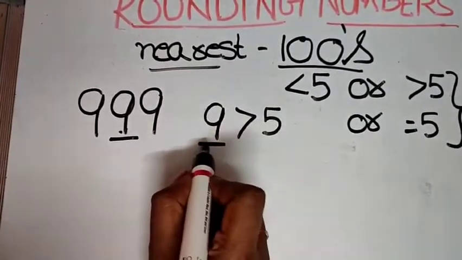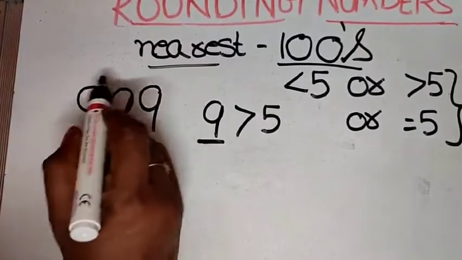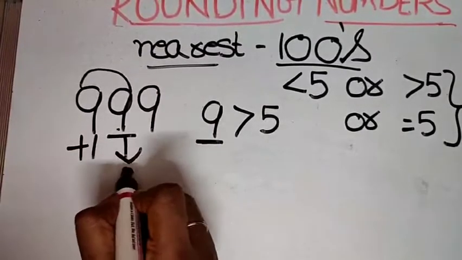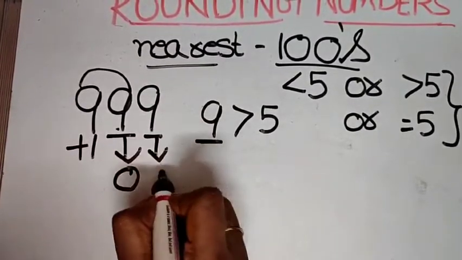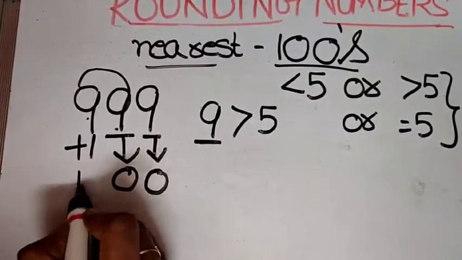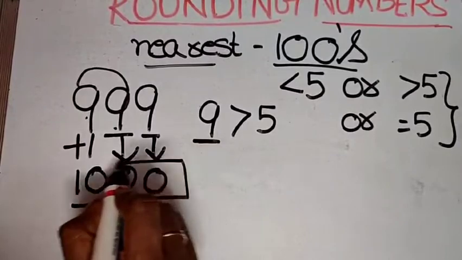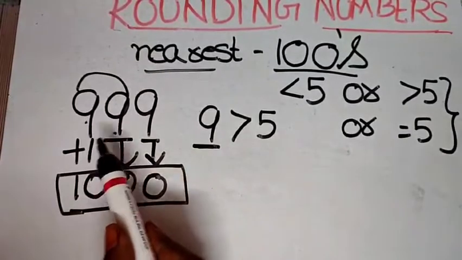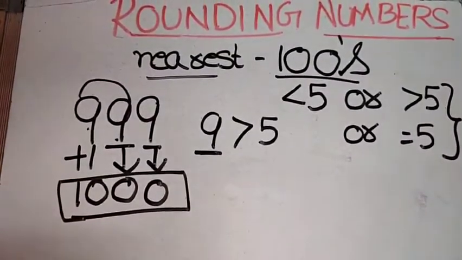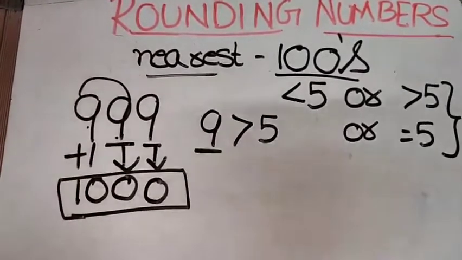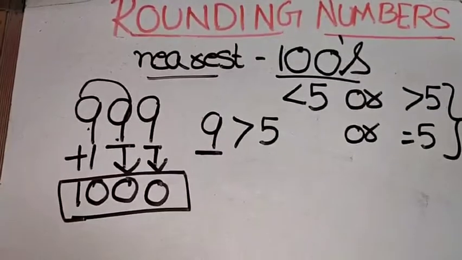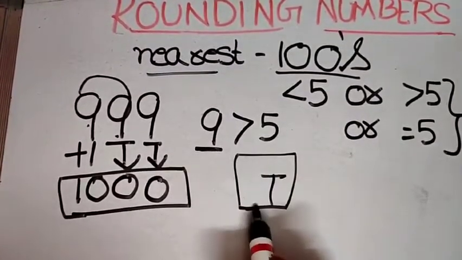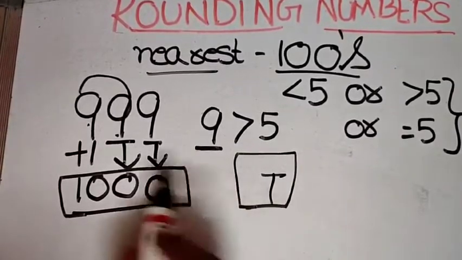So we have to add plus 1 to the next number, and this digit becomes 0, and this digit also becomes 0. So 9 plus 1 becomes 10, that is 1000. So 1000 is the nearest hundred of 999. In this way we can find the rounding numbers of any number to nearest hundreds. Don't forget to check the tens place while you are finding a rounding number to nearest hundreds.